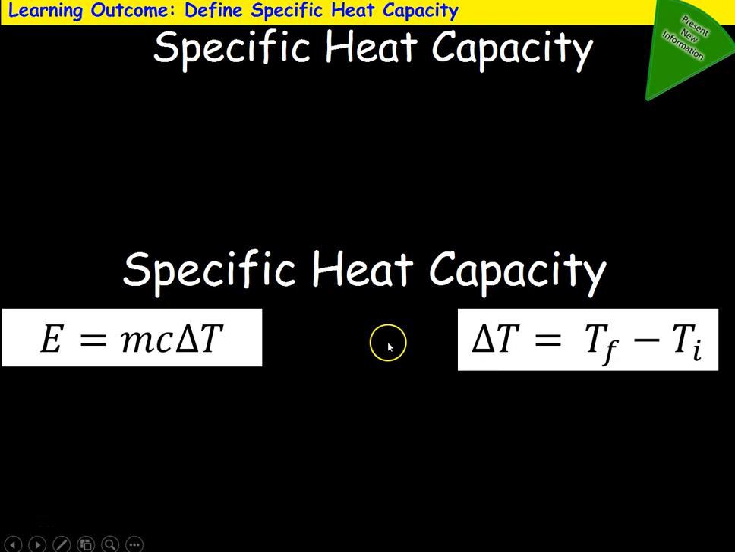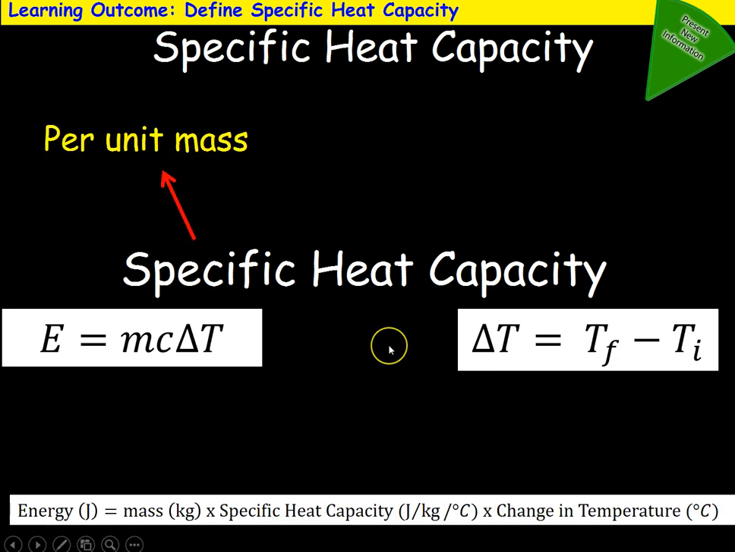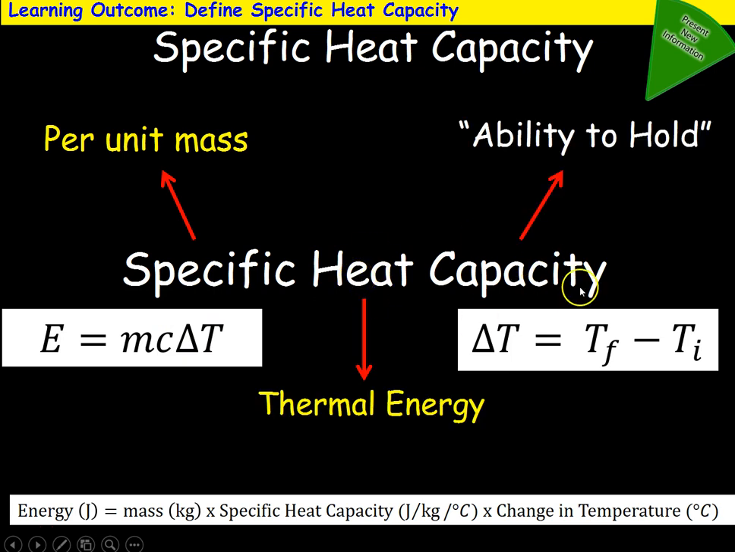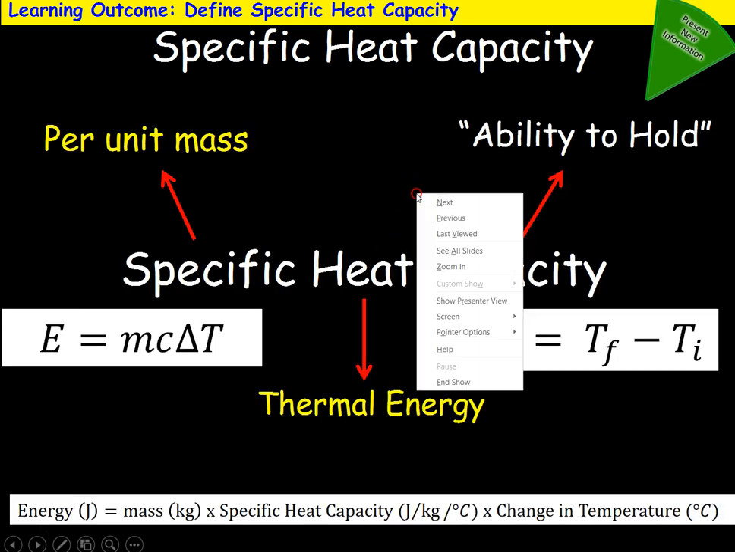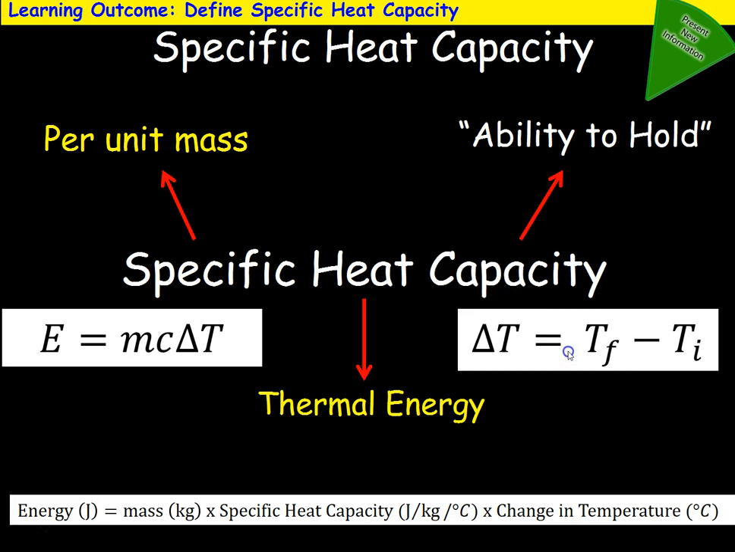So it's made up of three words. Specific means per unit mass. It means divided by mass. When you rearrange it to give specific heat capacity, that's what you get. Heat, because it's thermal energy, and capacity, the ability to hold or the ability to store. So we can think of it very closely linked to how much energy is stored in a particular material.